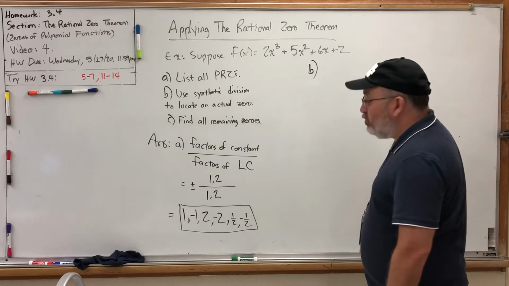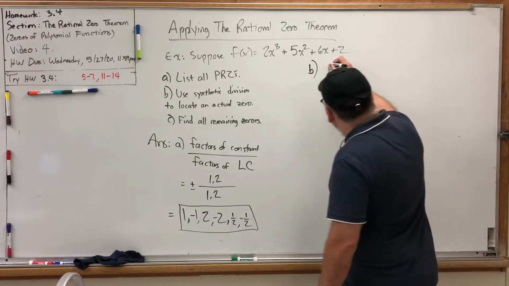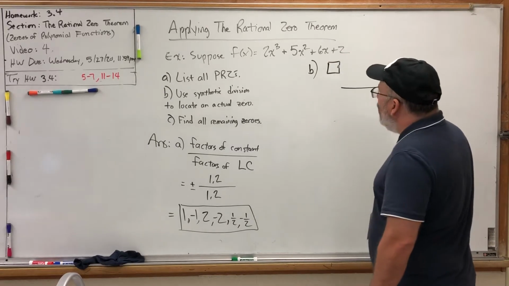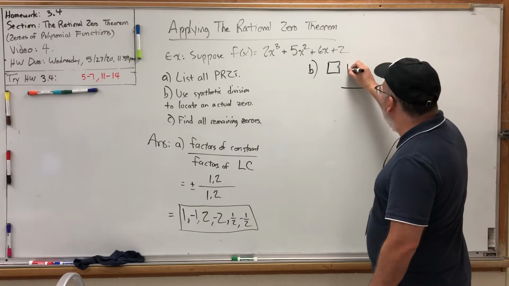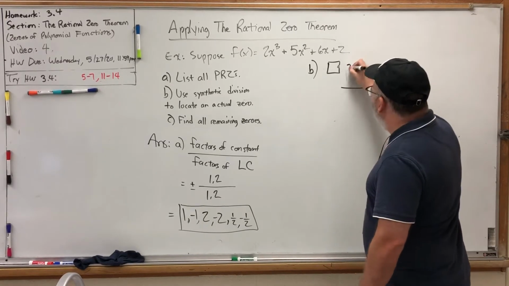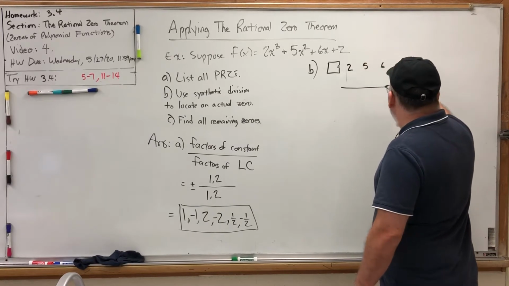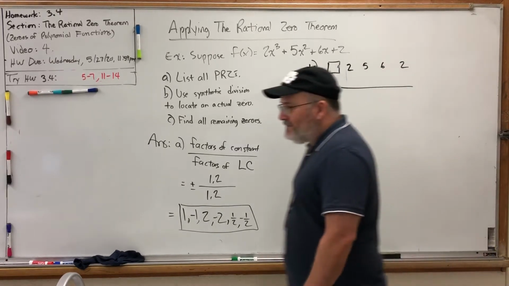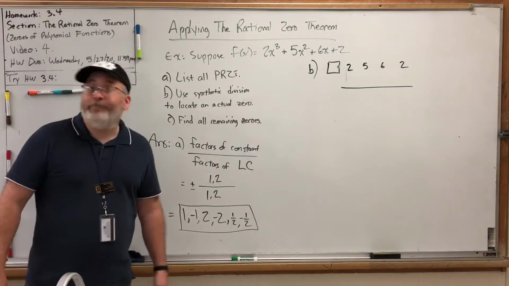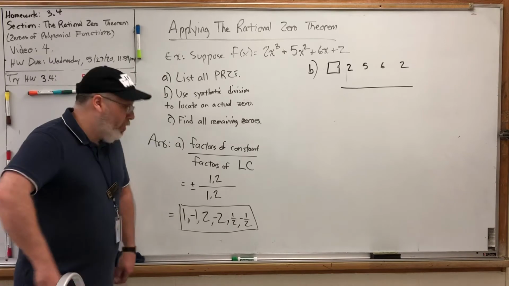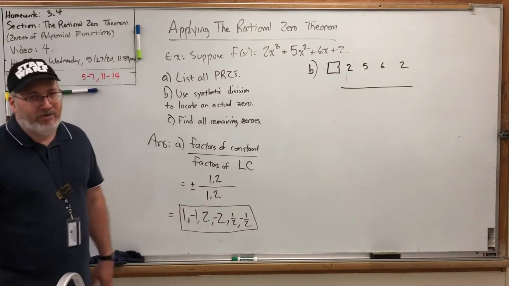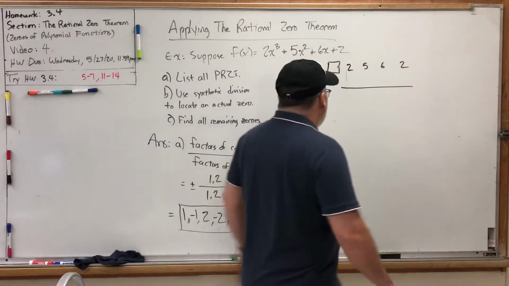So now it's the trial and error. Now we're going to set up a synthetic division problem where the coefficients of the function are the top row. So the top row is 2, 5, 6, and 2. But what do we put in the box? Well, one of these. Which one? Doesn't matter. We're going to have to keep going until we find one that gives us a remainder of 0. So pick a number, put it in the box, and cross your fingers. Most people will start with 1. I don't blame them.